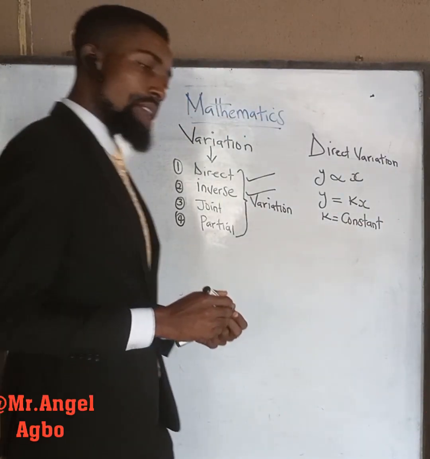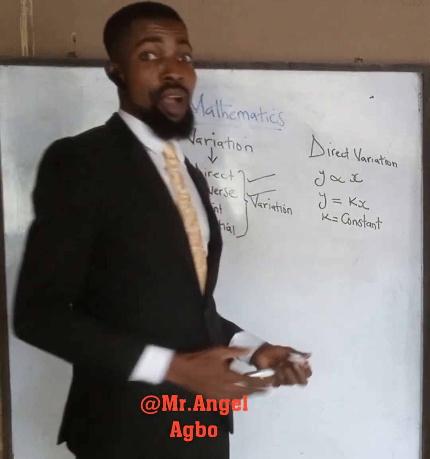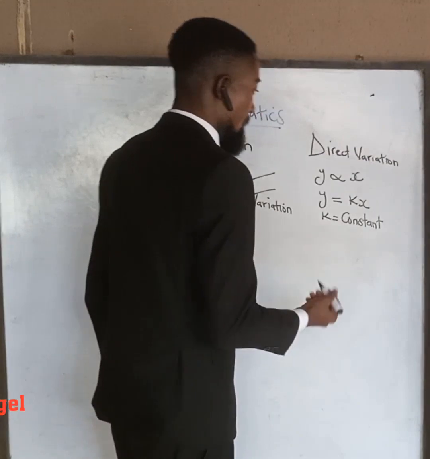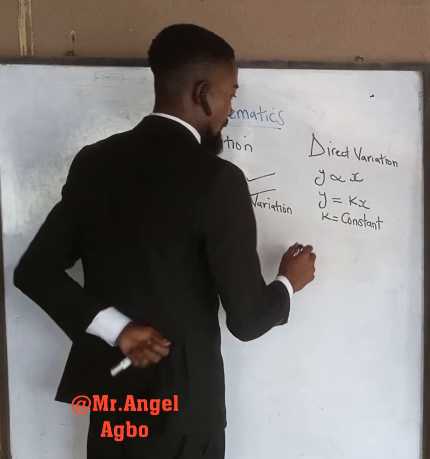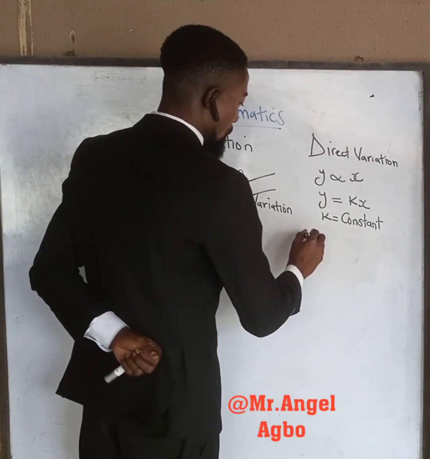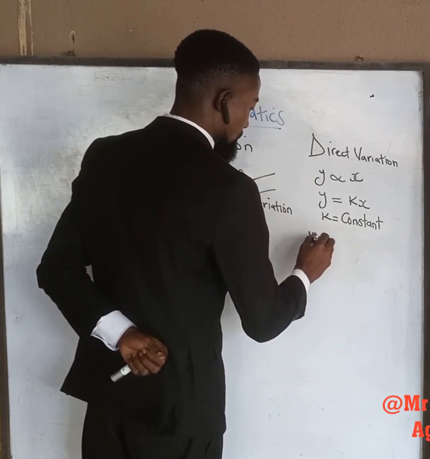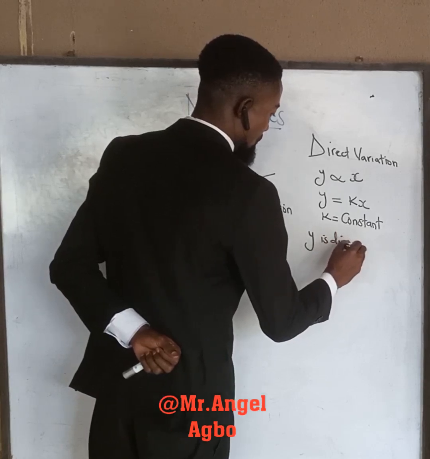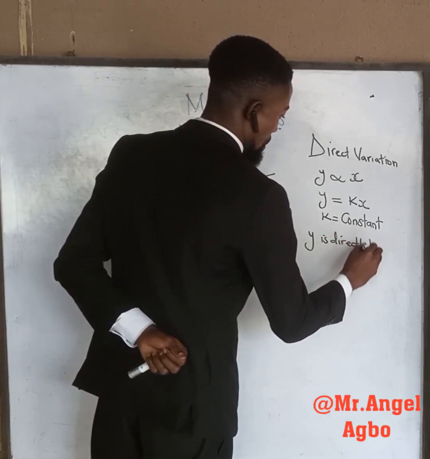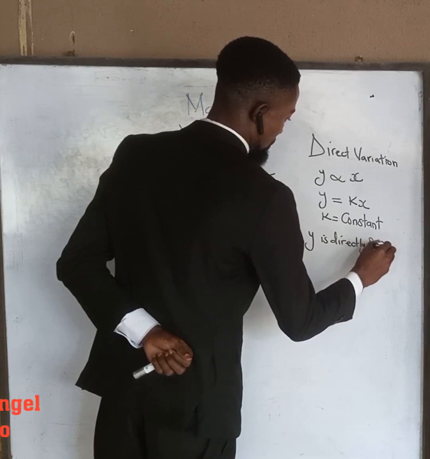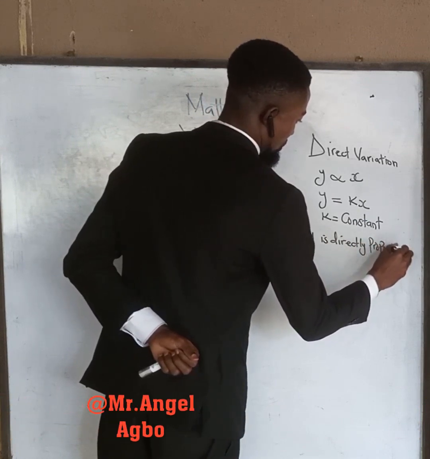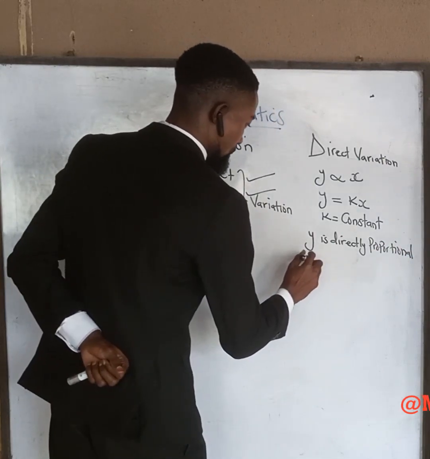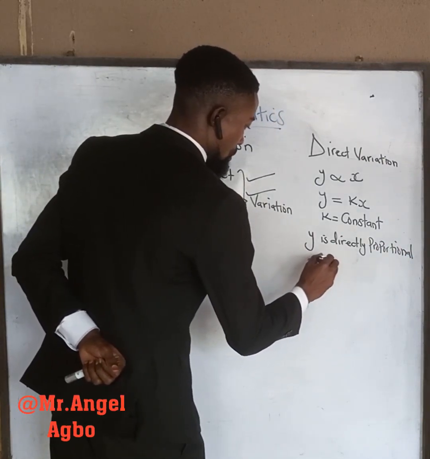Now we can derive a question that will address this issue, and we solve it together. You understand? You can bring out a question. Let's say, for instance, y is directly proportional to x.